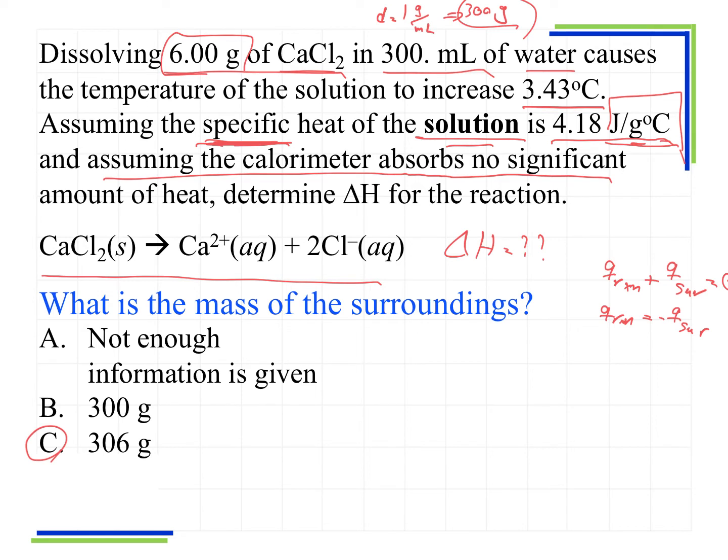So we know the Q of the reaction equals the negative of Q of the surrounding. But what is this surrounding? It's the Q of the calorimeter plus Q of the solution, right? So Q of the reaction plus Q cal, which is the heat of the calorimeter, plus Q of the solution, these are part of our surrounding, equals 0. The question says assume the calorimeter absorbs no significant heat. So the Q of the cal, the question says assume it's 0.